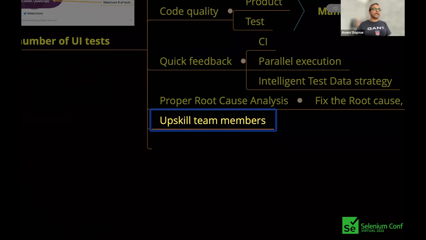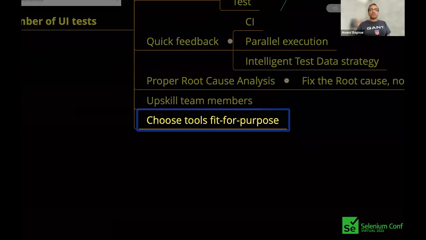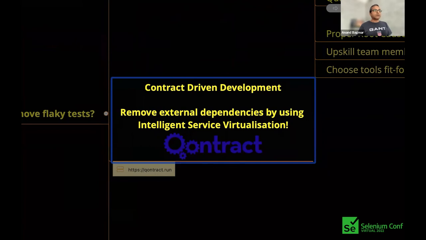You have to focus on that. Okay. And choose the tools that are fit for purpose. This is extremely important given the context of your product, given the context of what you're trying to automate. Choose the tool sets that are going to help you get to the end state that you truly desire. This is very important. Okay.